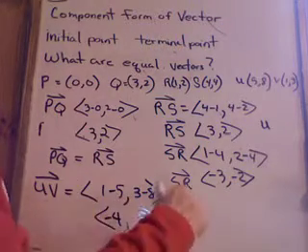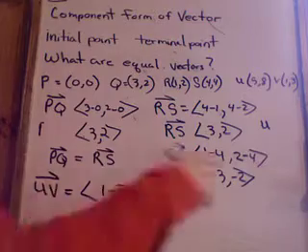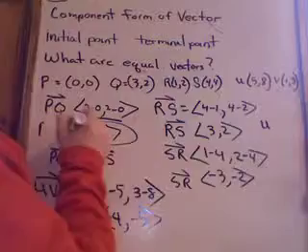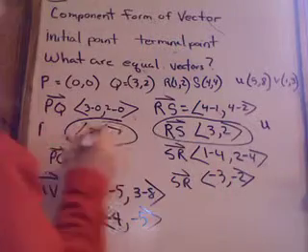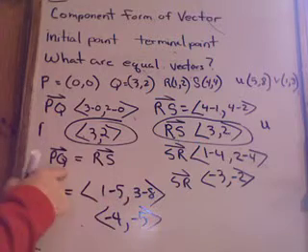Is UV equal to SR? Nope. They're both negative, but they're not equal. Does UV equal any of those vectors? No. So equal vectors have to come out exactly the same. So these are equal vectors here, PQ and RS, and I can write it like that.